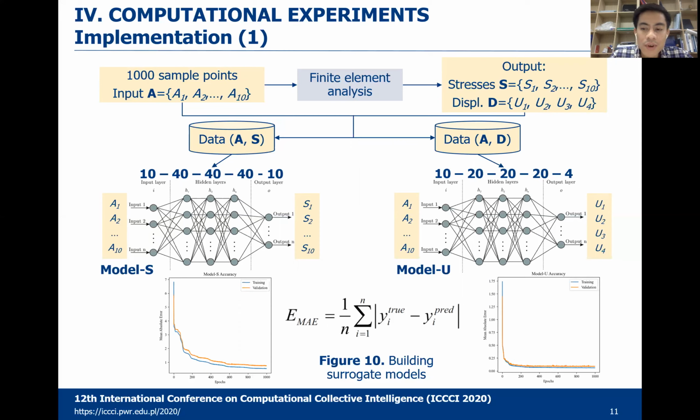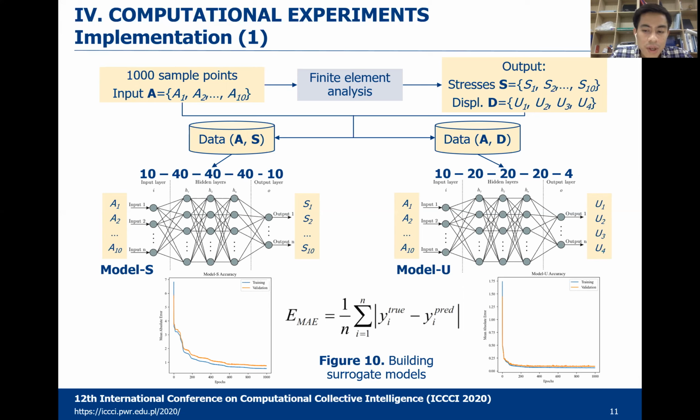In the modeling phase, two surrogate models are developed. The first model, named model S, will be used to predict the stress inside the members, while the second model, namely model U, will be used to predict the displacement of the free nodes. PReLU is used as the activation function in this work, and the loss function is mean absolute error.